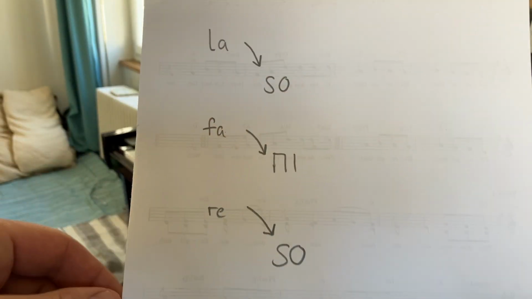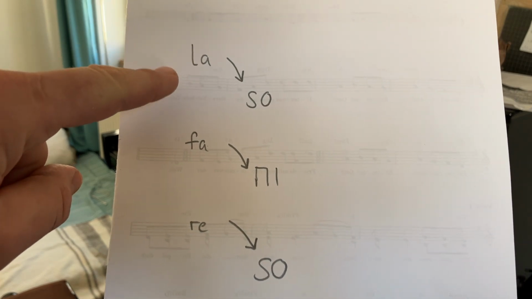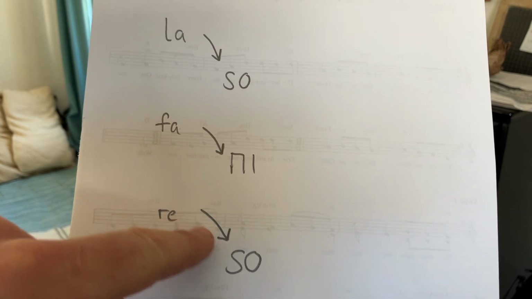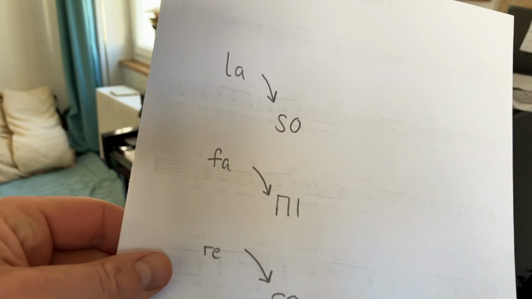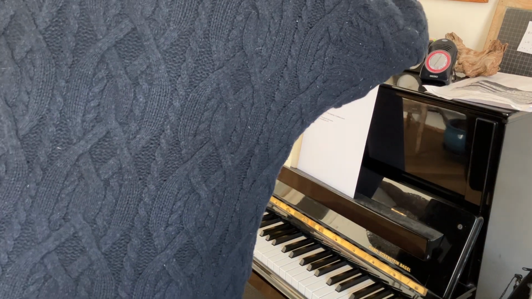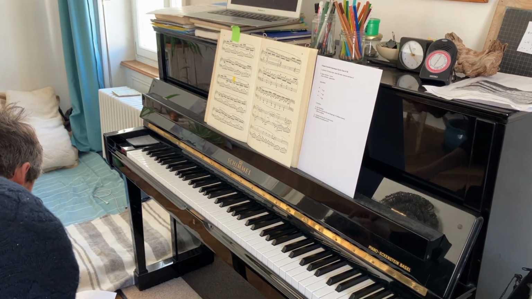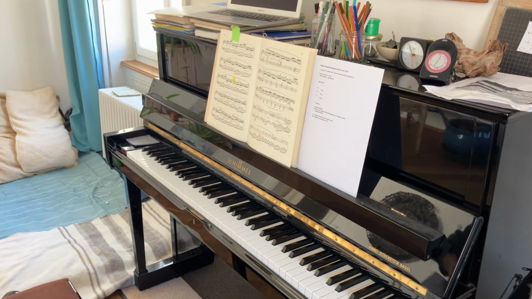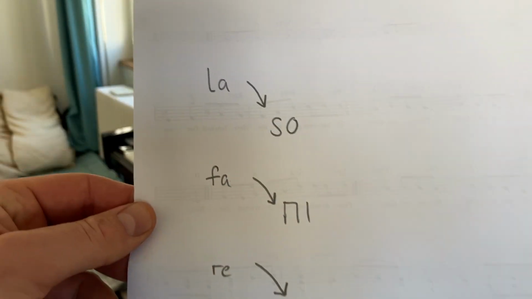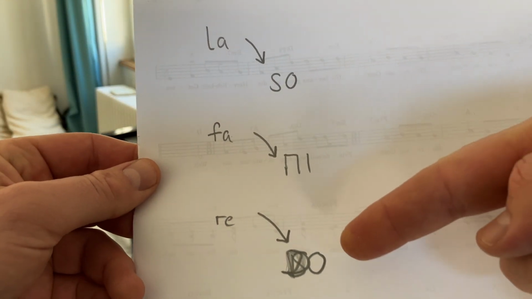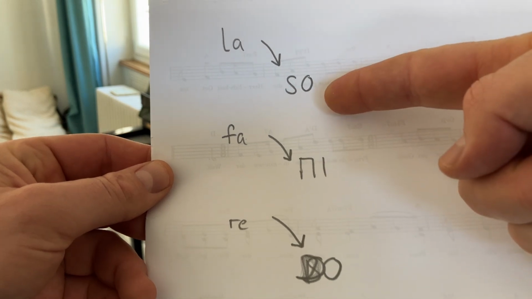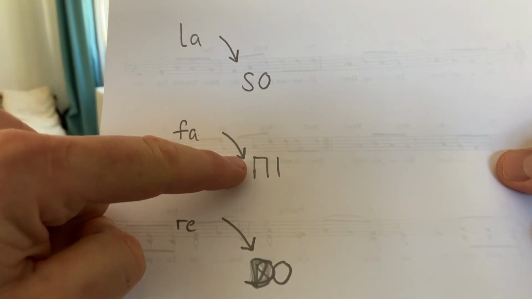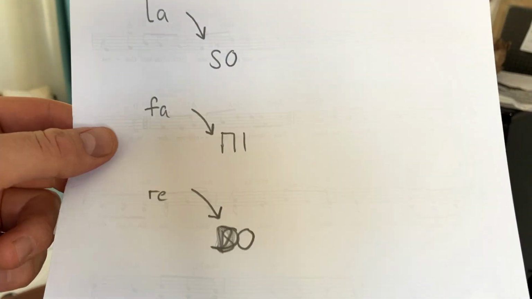Here I have a little graphic. La, so, fa, mi, re, do. Sorry, here should be do. So that's the triad: do, mi, so. And those are the approaches: la, so, fa, mi, re, do.